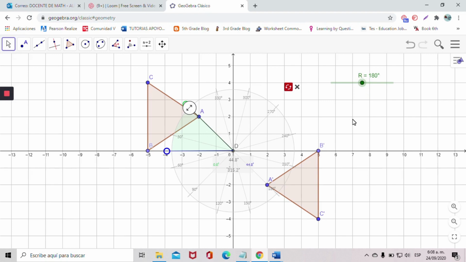So don't forget to use the protractor there in your notebook, okay? Bye-bye.